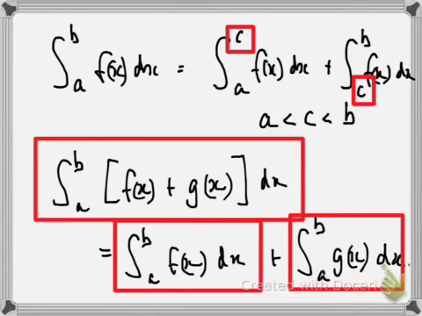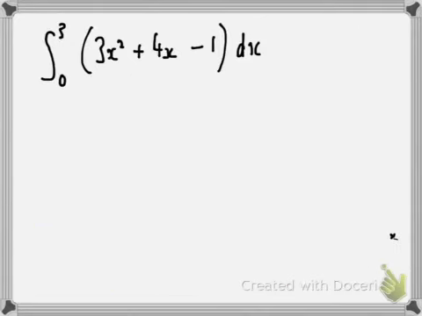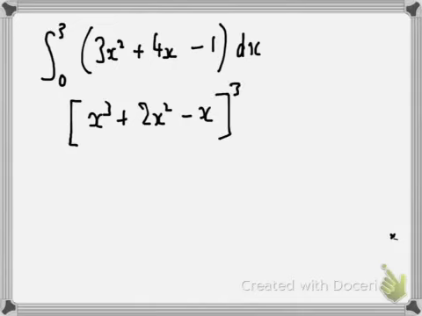Let's do some. Okay, here's our first definite integral. So the integral from 0 to 3 of 3x squared plus 4x minus 1 dx. Okay, so we're going to integrate 3x squared, so that's going to be 3x cubed on 3, which is x cubed, plus the integral of 4x on 2 is going to be 2x squared. Integral of negative 1 is negative x. Close our square brackets, place in our two terminals.